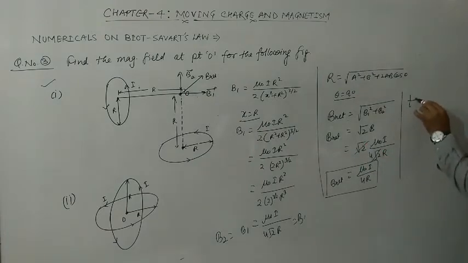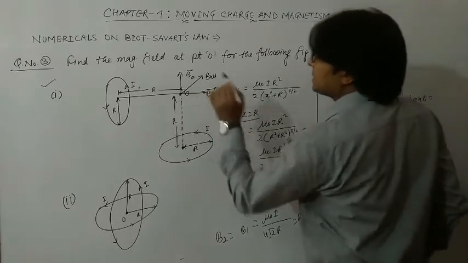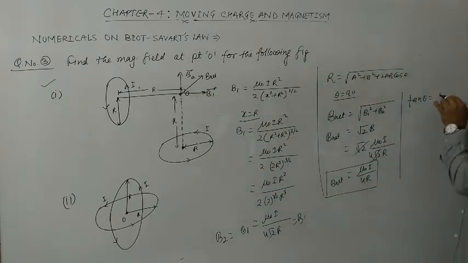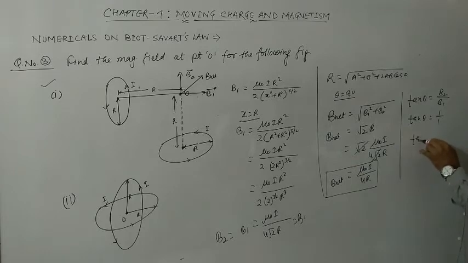So tan theta will be, how we can write down tan theta, or suppose this is making an angle theta. So this theta can be written as B2 divided by B1, and B2 and B1 are the same, so it will be 1 divided by 1. So tan theta is equal to 1, which means theta is equal to 45 degrees.